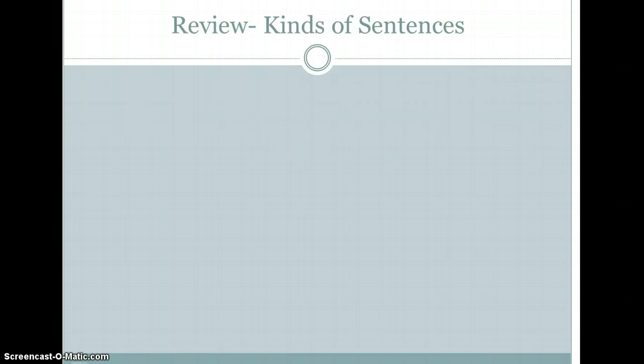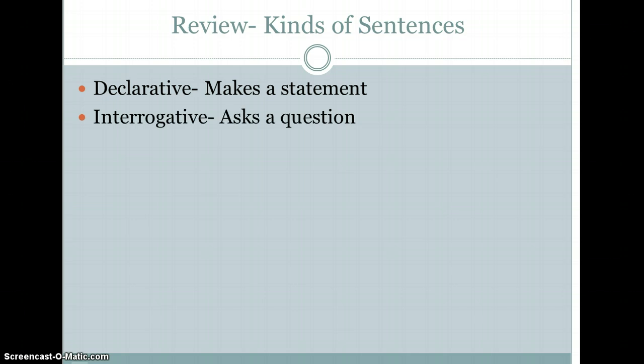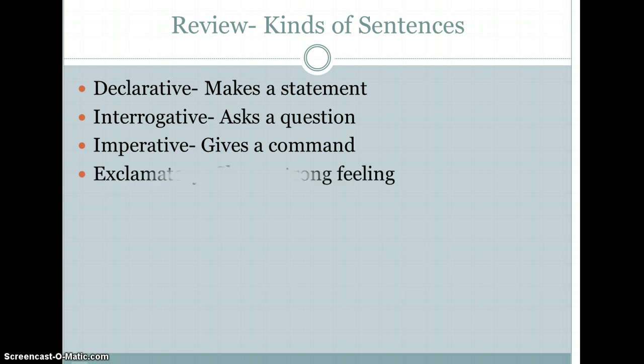The first thing we're going to do is review lesson 1.6, the different kinds of sentences. So you have a declarative, which makes a statement. It's a nice day outside. Today is Tuesday. Interrogative asks a question, pretty basic. An imperative gives a command, shut the door, open your book. And exclamatory shows strong feeling.